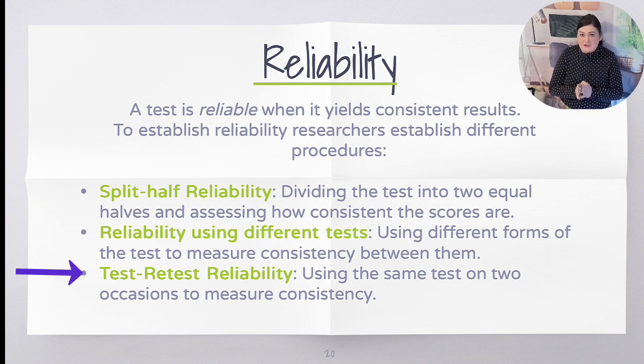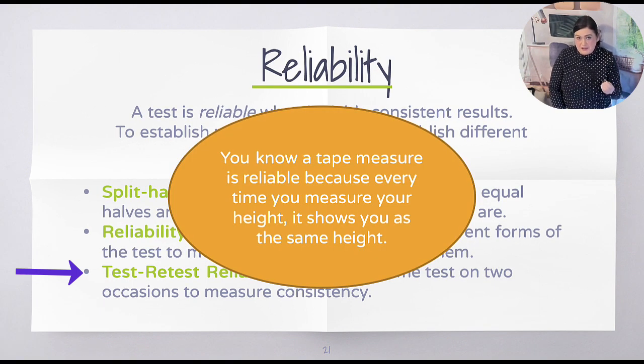Third up is using the same test on two occasions to measure consistencies. Meaning you give the test today and then in about 1 week under the exact same conditions you give the test again. That's test reliability.